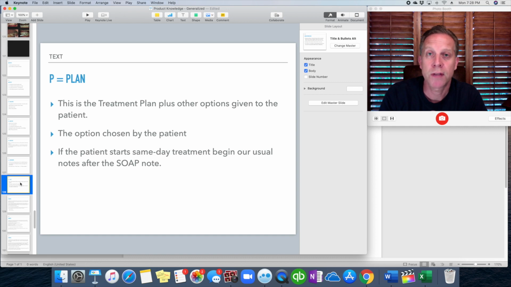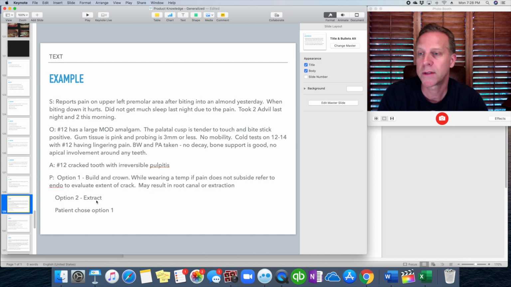And if the patient starts same-day treatment, then we're going to begin our usual notes after this SOAP note. So the SOAP note's really just kind of the exam itself that then leads to why we're going to be doing the treatment we're going to do. Okay, so let's go through a couple of examples real quick. I'm going to give you 3 examples. They're all going to be similar in that they're going to involve, you'll see here, tooth number 12.